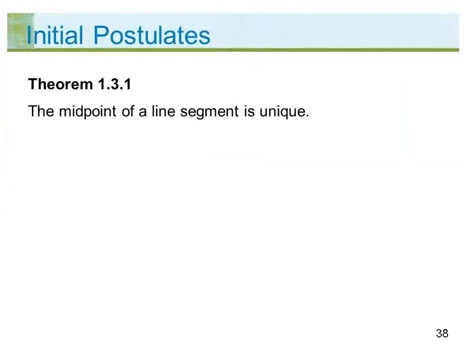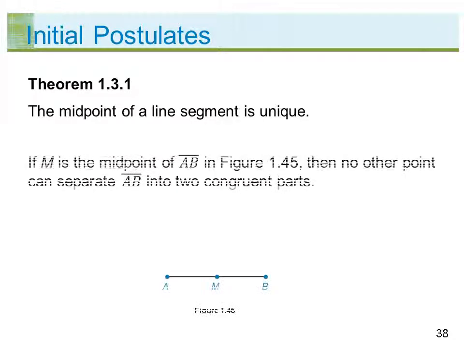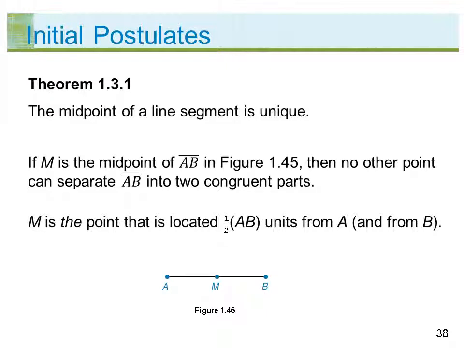Theorem 1.3.1. The midpoint of a line segment is unique. If M is the midpoint of line segment AB in Figure 1.45, then no other point can separate line segment AB into 2 congruent parts. M is the point that is located 1/2 AB length units from A and from B.